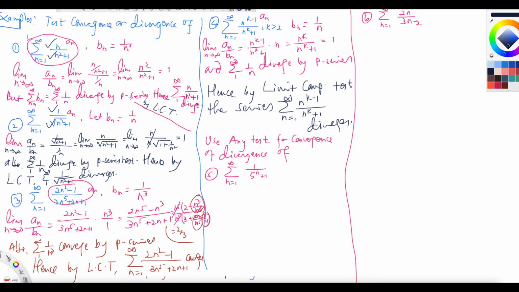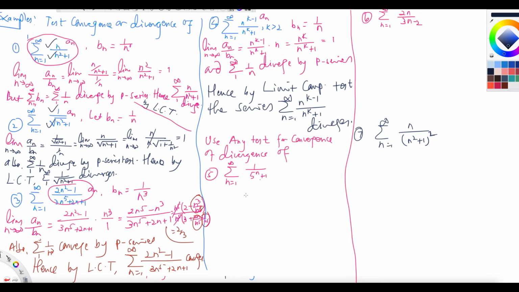In the following examples, what I'm trying to do here is basically give you some series, and you can use any test that you want. Okay, n squared plus 1 squared. So it says use any test for convergence or divergence of these 3 examples. Okay guys, so let us see, what do you think? What test can we use for that?